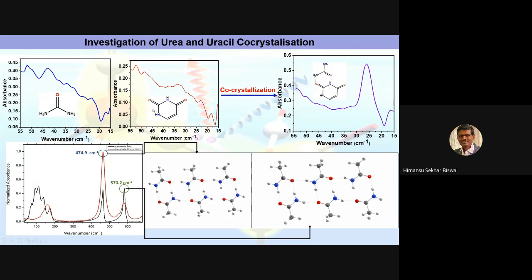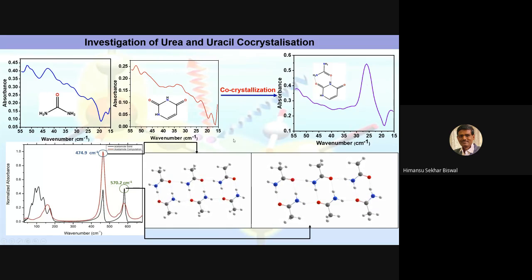If you can make a crystal or co-crystal, and the crystal is not completely crystalline, you cannot have a single crystal XRD. In that case, terahertz spectroscopy of those co-crystals will be very useful to assign their structure. This is one of them: you take urea and uracil. Urea and uracil don't have any absorption in this region, whereas the co-crystal has a very strong absorption.